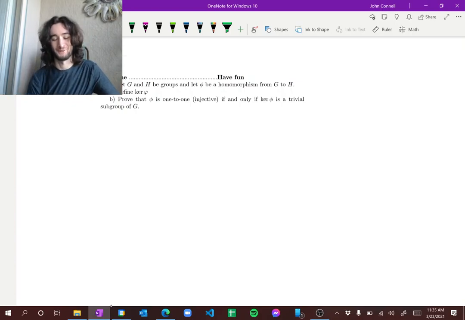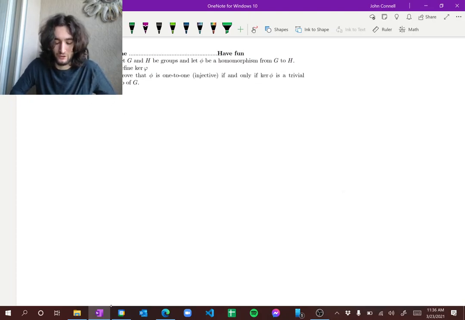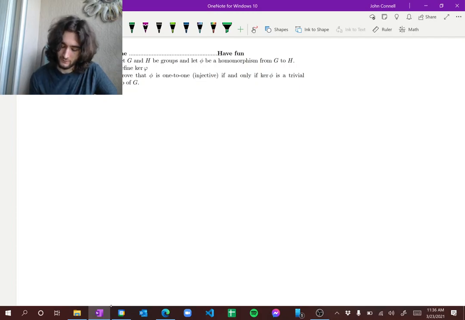Let's get started. First, let G and H be groups and let phi be a homomorphism from G to H. Define the kernel of phi. By the way, it looks like there's a bit of a typo here. This and this are the same symbol, just uppercase and lowercase. So he forgot to put the uppercase, but it's fine.